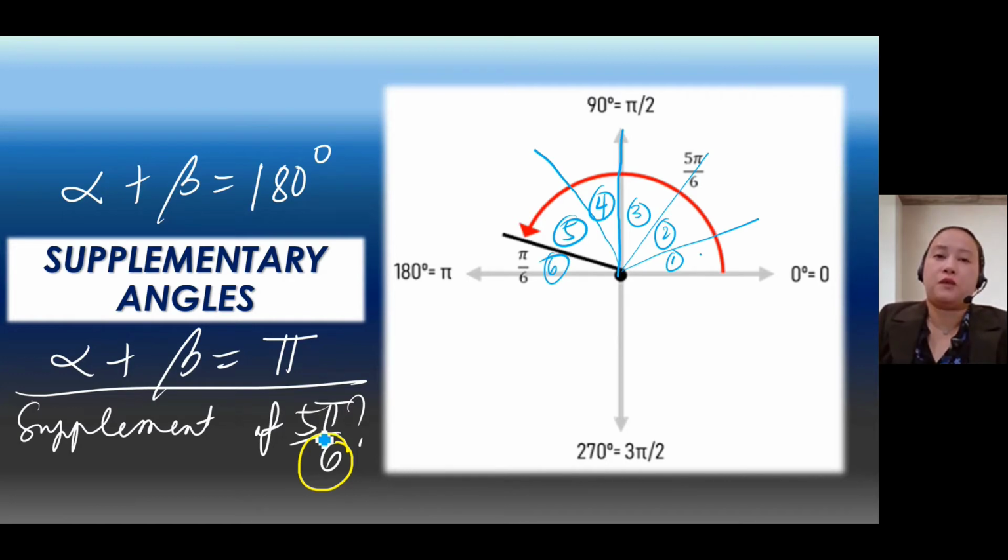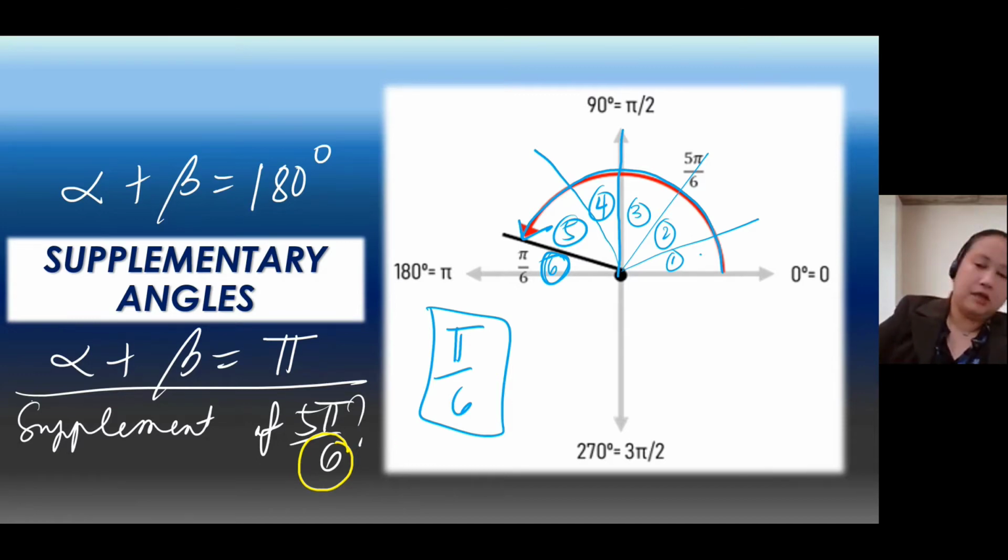Then from the given, we have 5 pi over 6, so we count 5 parts: 1, 2, 3, 4, and 5. To answer the supplement of 5 pi over 6, the remaining portion, you count it, it is 1. So that is 1 over 6 pi, or pi over 6. This is the supplement. Another way of solving for it is just by subtracting the given 5 pi over 6 from pi.